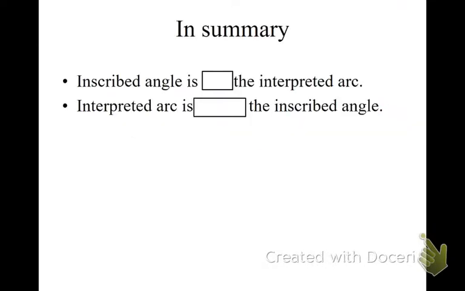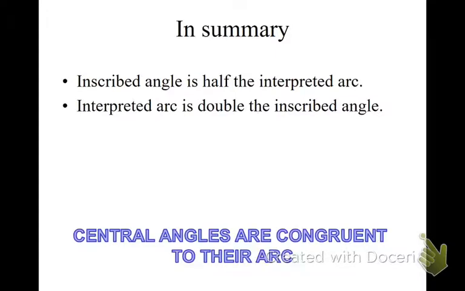In summary, an inscribed angle is half the arc. The intercepted arc is double the inscribed angle. And the last thing that you'll write on that page is that central angles are congruent to their arc. So it's on the inside, we multiply by 2, and on the outside, divide by 2.